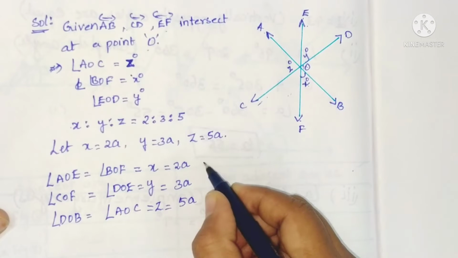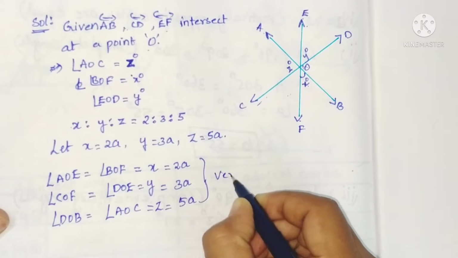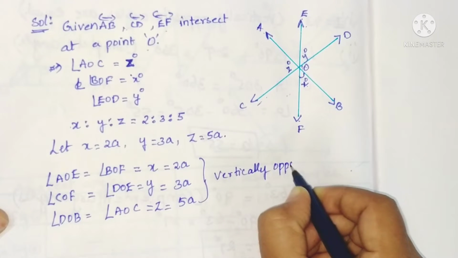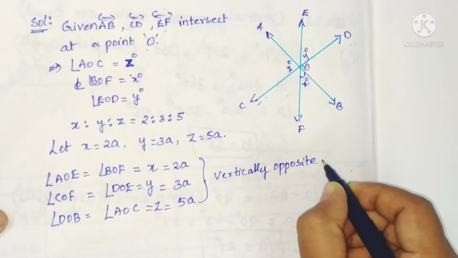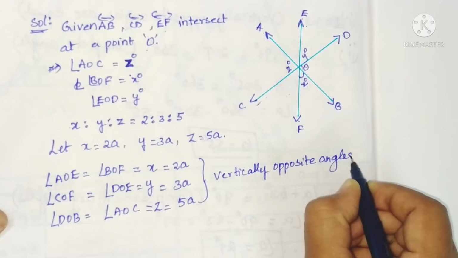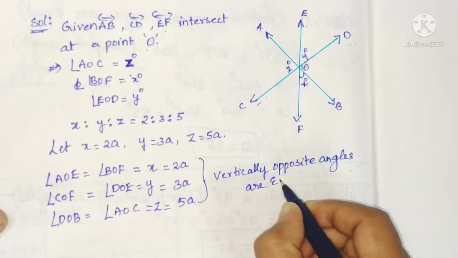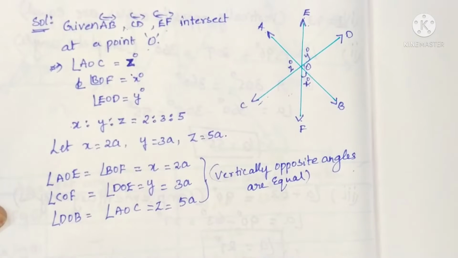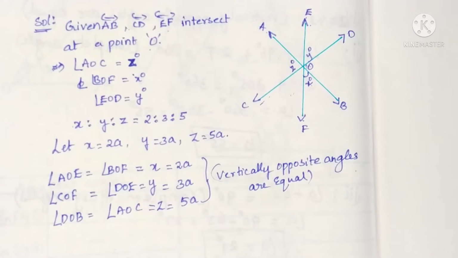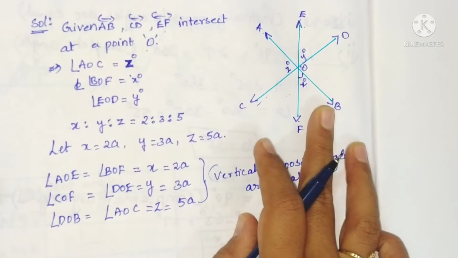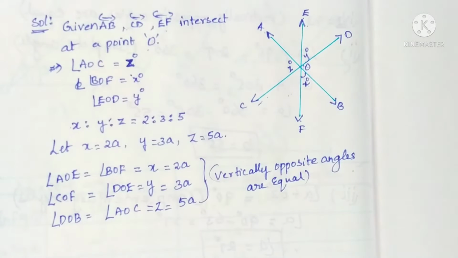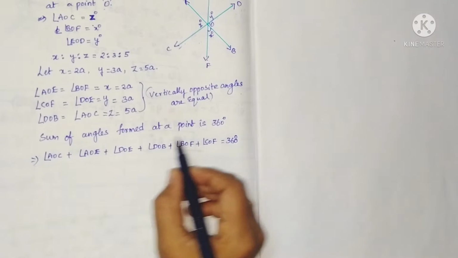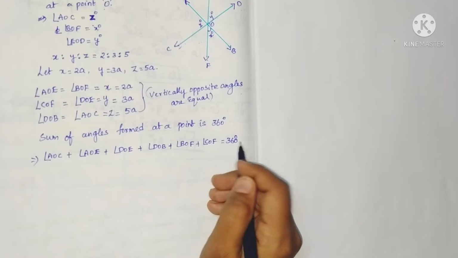What is the reason for all these? These three pairs are vertically opposite angles, and vertically opposite angles are equal. That's why they are equal. This is the reason. Now, the sum of angles at a point is 360 degrees. The sum of angles formed at a point is 360.